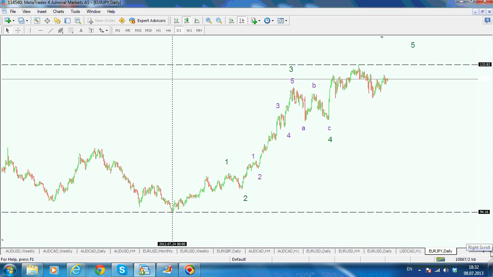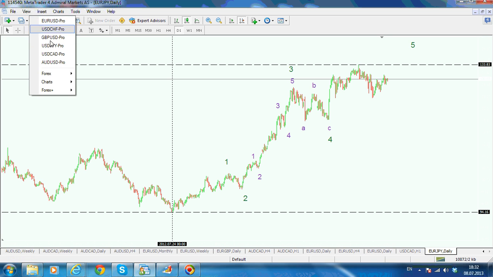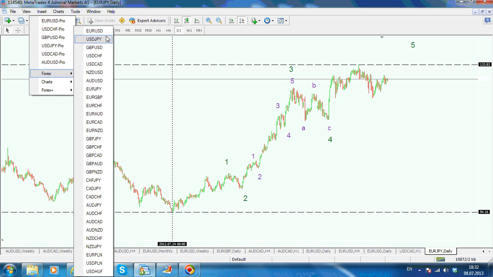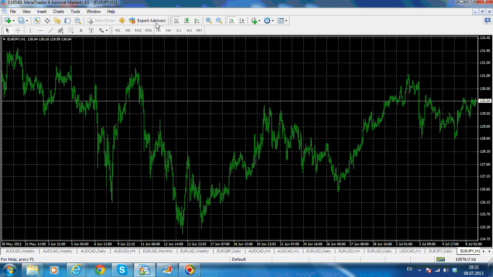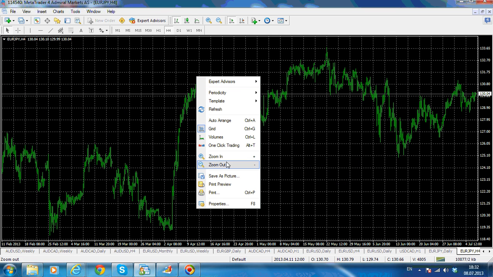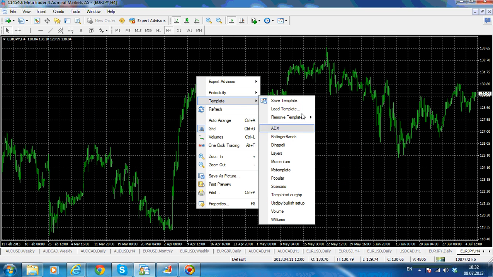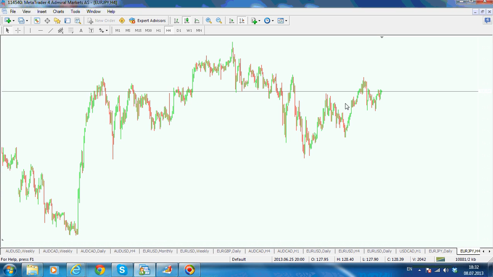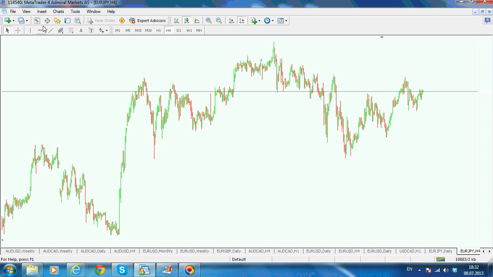If you go, for example, on a 4-hour chart, let's go on a 4-hour chart, find new chart, and then let's take the euro, Japanese yen. Let's make it 4-hour chart, my template here. So basically we are looking at the move that starts here. So here should be the end of the 4-hour chart, of the fourth wave, sorry, out of this degree.